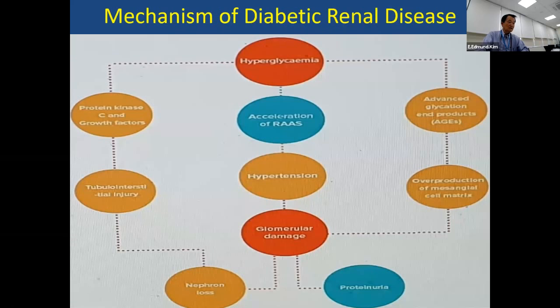So in diabetes, there's hypertension, self-damaging the glomeruli, but there's also glycation and the overproduction of cellular matrix that also damage. And protein kinase C and some growth factors are also affecting the nephrons. So this is the sort of mechanism.